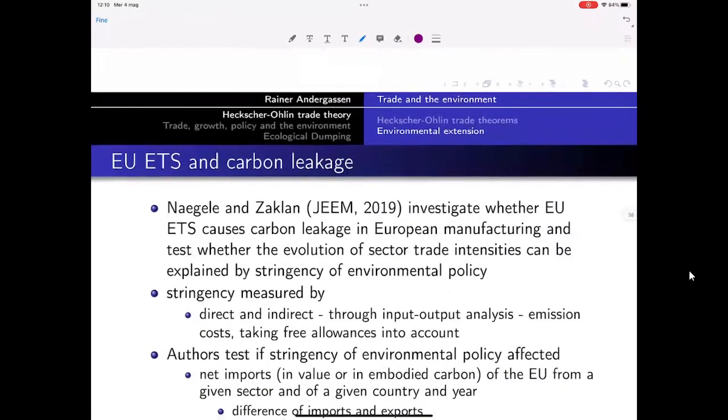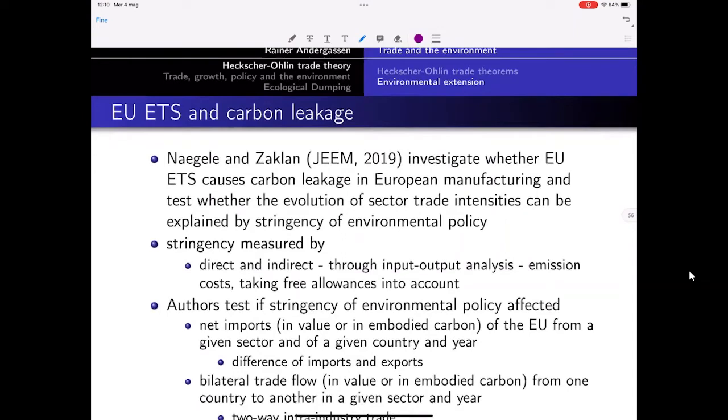I'm going to come back to this in a minute. But before doing so, if there are no other questions, I would like to talk about another empirical paper, about the EU emission trading system and carbon leakage. It's a recent paper published in the Journal of Environmental Economics and Management in 2019 that investigates whether the EU emission trading system causes carbon leakage in the European manufacturing sector.